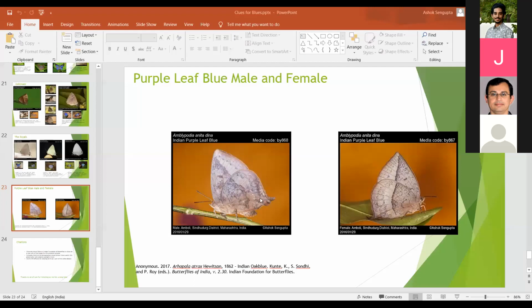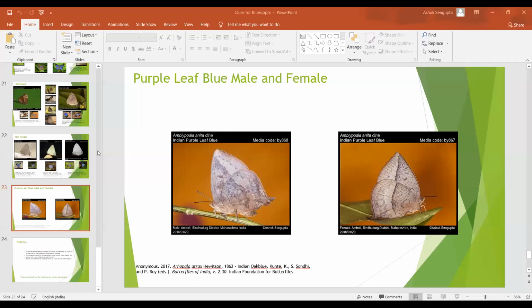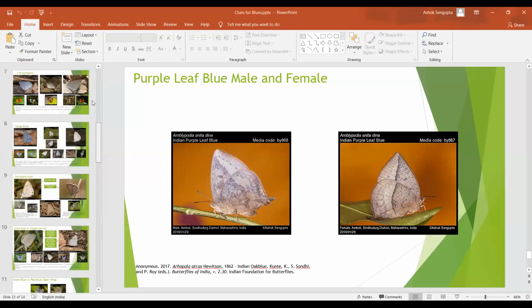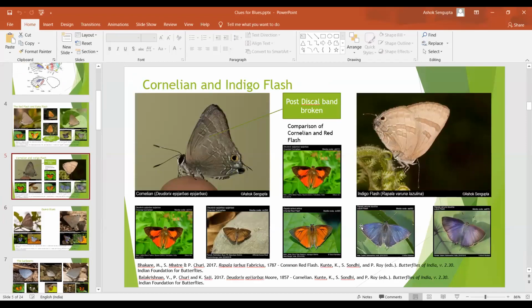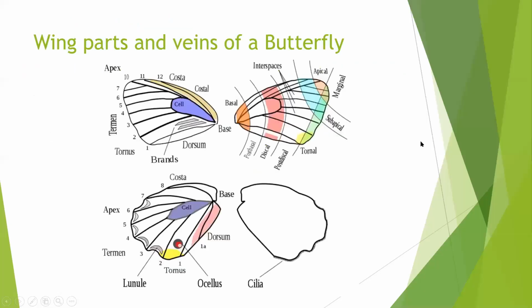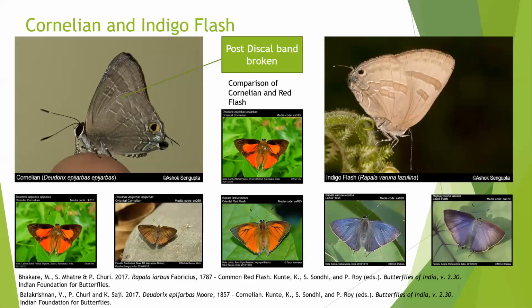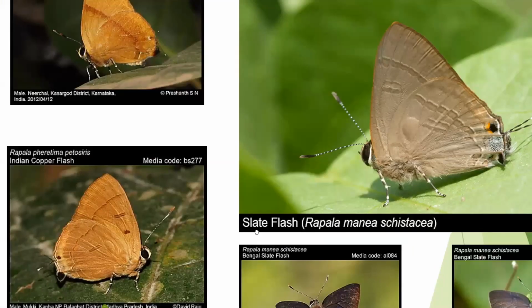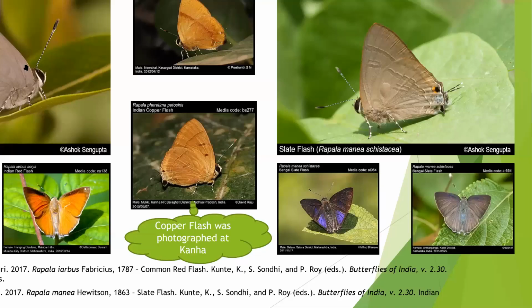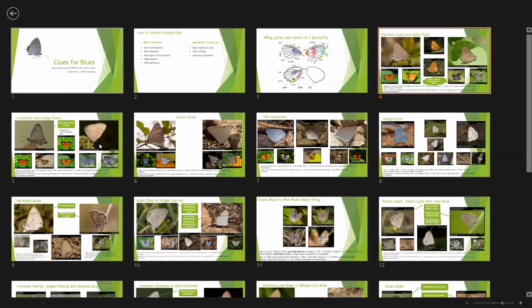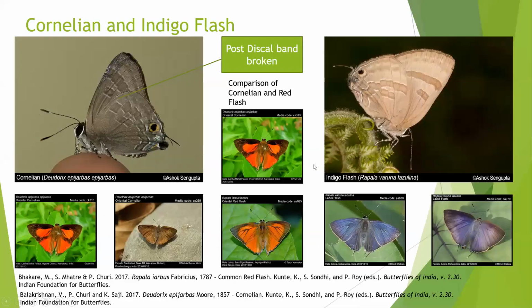Okay. I am sharing the screen once again for you. I'll go to the page of Cornelian and Red Flash. Let me start that slideshow once again, so that I can do the annotations. Can you see the two butterflies here? Can you see this Cornelian and Red Flash here?